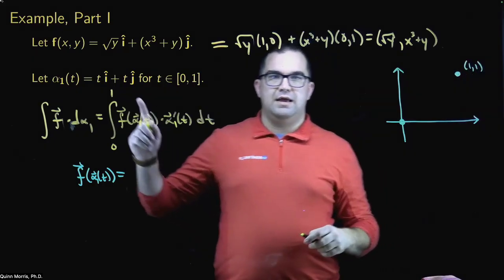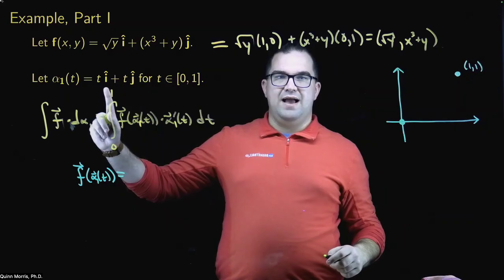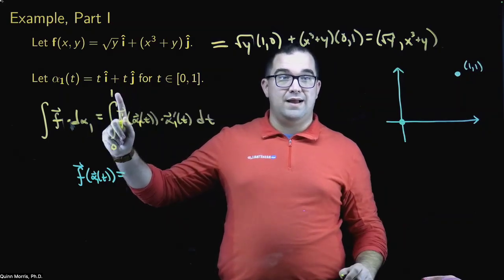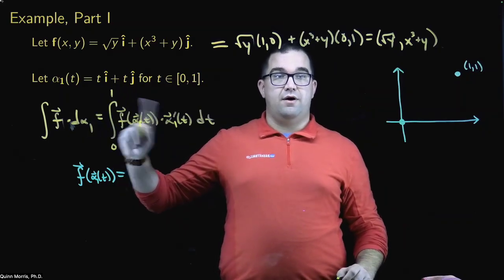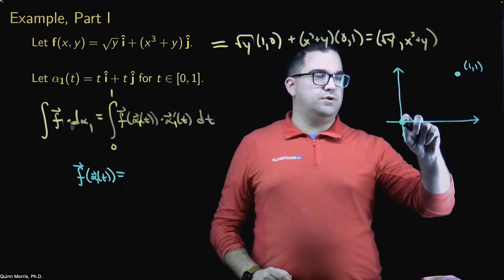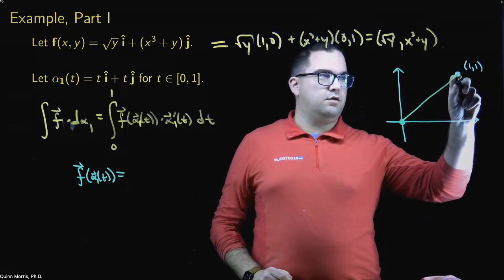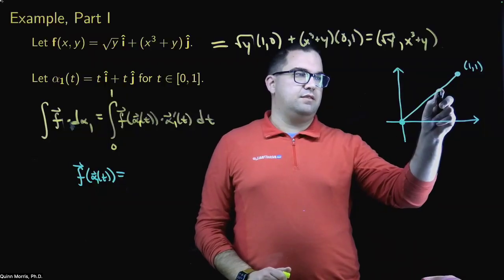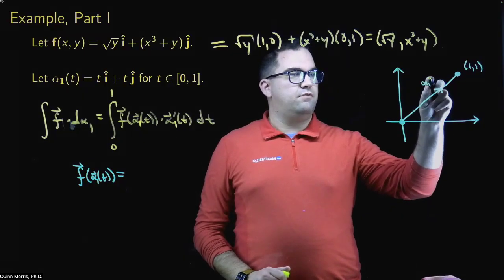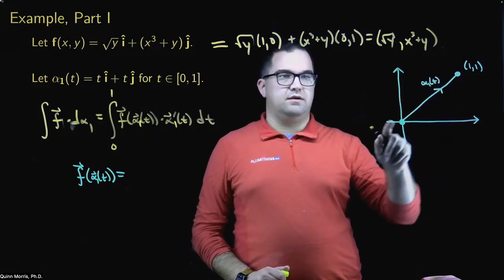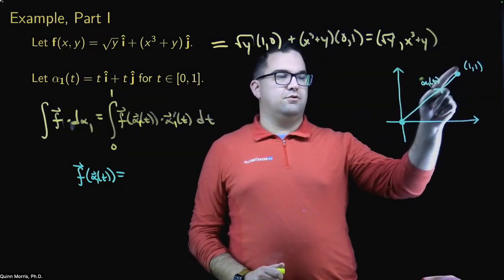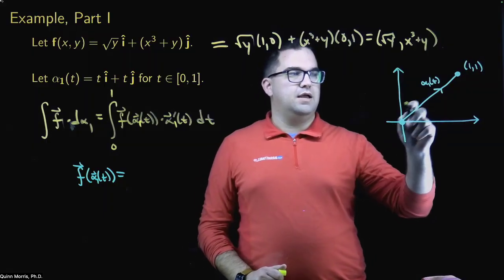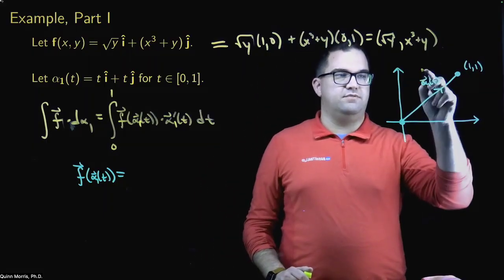Okay. And if we notice here, our x component is equal to t and our y component is equal to t. So our x and our y components are always equal to each other. That means we're moving along the line y is equal to x. In fact, this path, alpha 1 of t, is just moving at a uniform speed linearly between 0, 0 and 1, 1. That's all alpha 1 of t is doing.